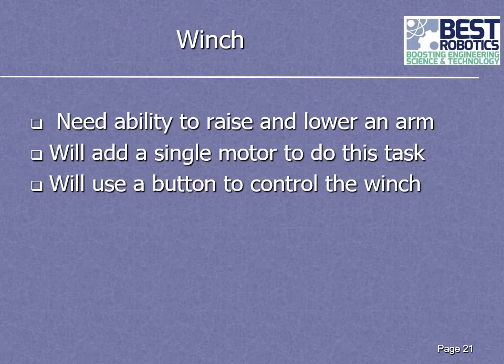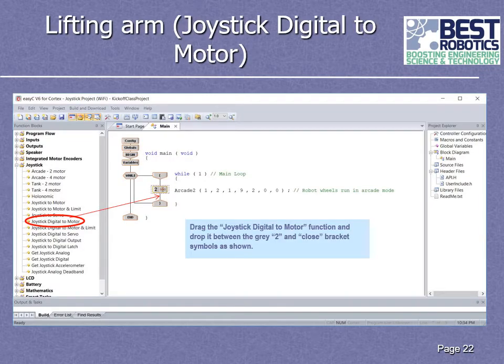So the robot is now able to be moved around, but it can't really do anything. So the thing we're going to do now is add a winch that will be able to raise and lower the arm. And we're going to use a single motor to do this. But this time, rather than using the joystick, we'll simply use a button to control the winch. So again, we go over to our function blocks, still under joystick, and we are going to drag the function joystick digital to motor over to the while loop and place it just beneath the Arcade 2 function.